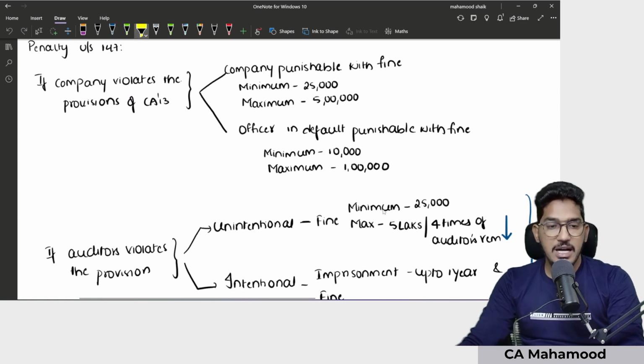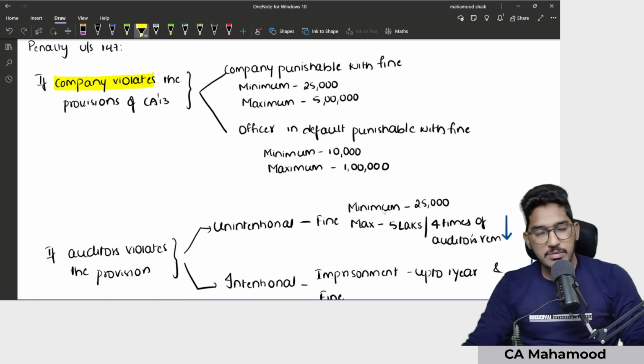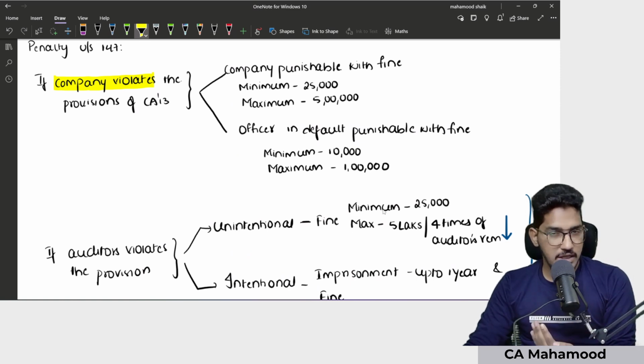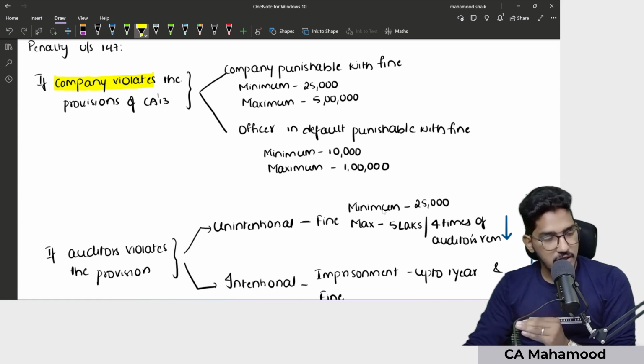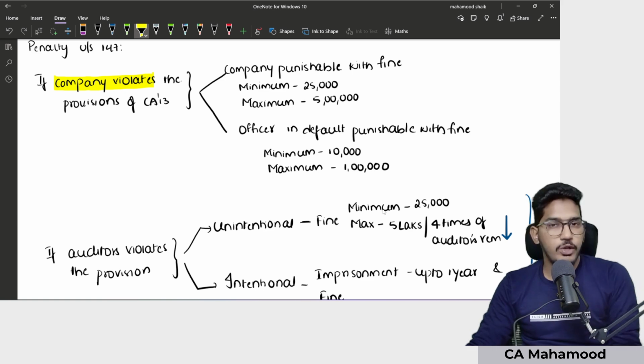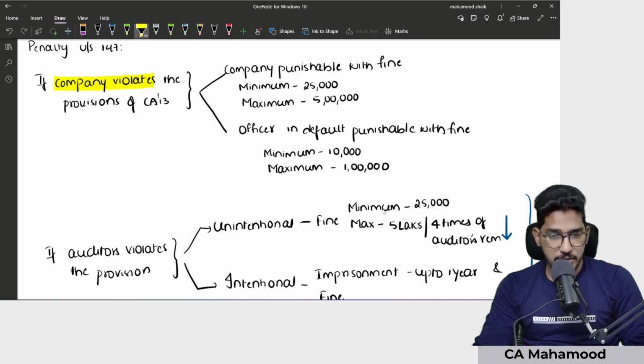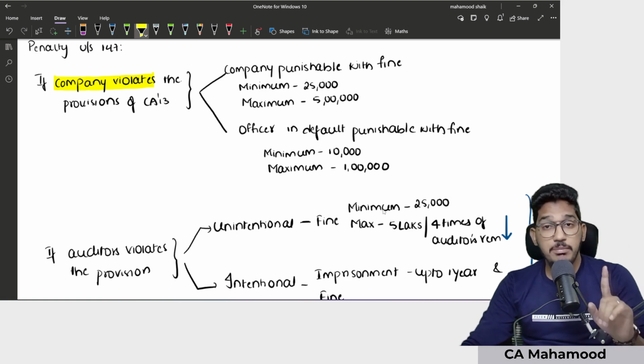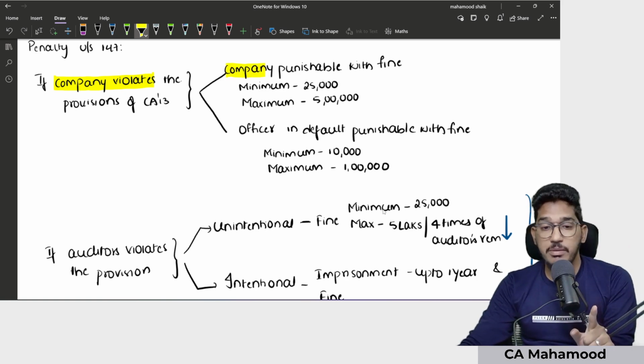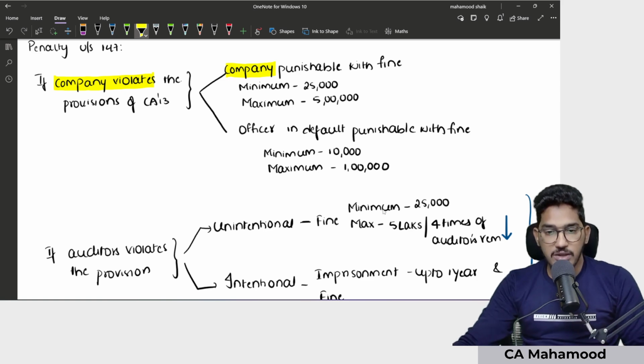In case the company has violated any of the provisions of the Companies Act, that means they did not appoint the auditor properly within the limited time, they did not fill the casual vacancy as per the procedures prescribed under the Companies Act, or they removed the auditor without following the procedure. If the company is violating the provisions, then the company will be punishable with fine. How much penalty? On the company, the minimum penalty will be 25,000, and the maximum penalty can go up to 5 lakh rupees.